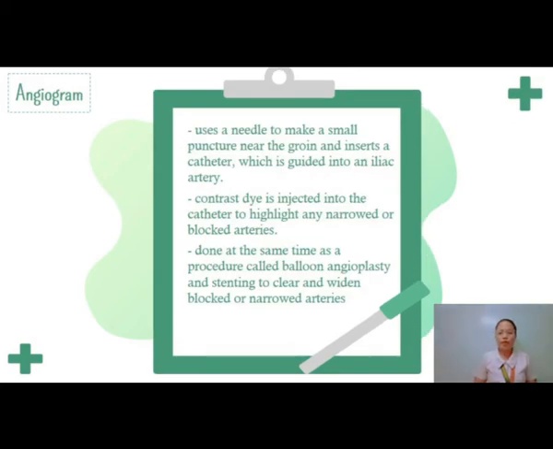Then we have the angiogram. Angiogram uses X-rays to detect blockage in the arteries. During this test, the doctor uses a needle to make a small puncture near the groin and inserts a catheter, which is guided into an iliac artery. The doctor injects a contrast dye into the catheter to highlight narrowed or blocked arteries.